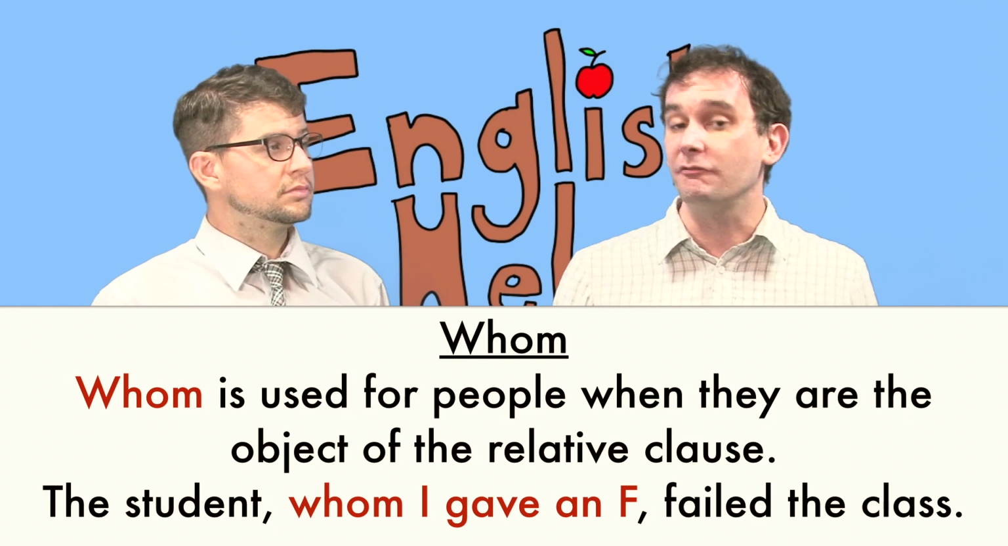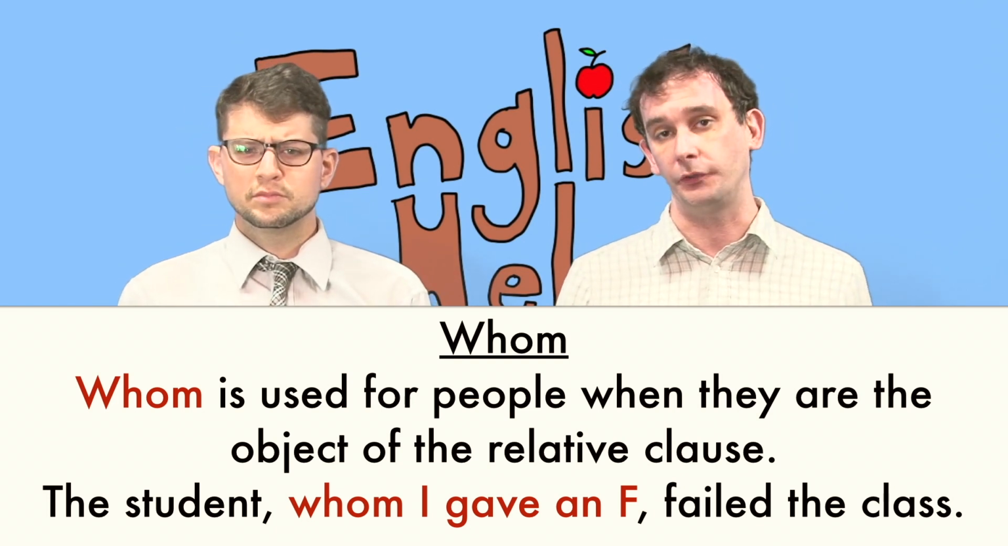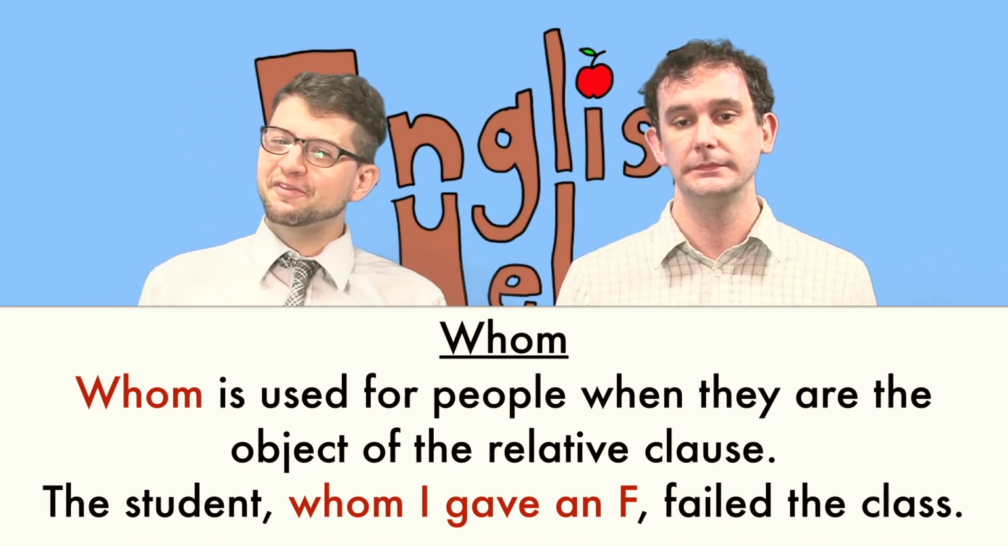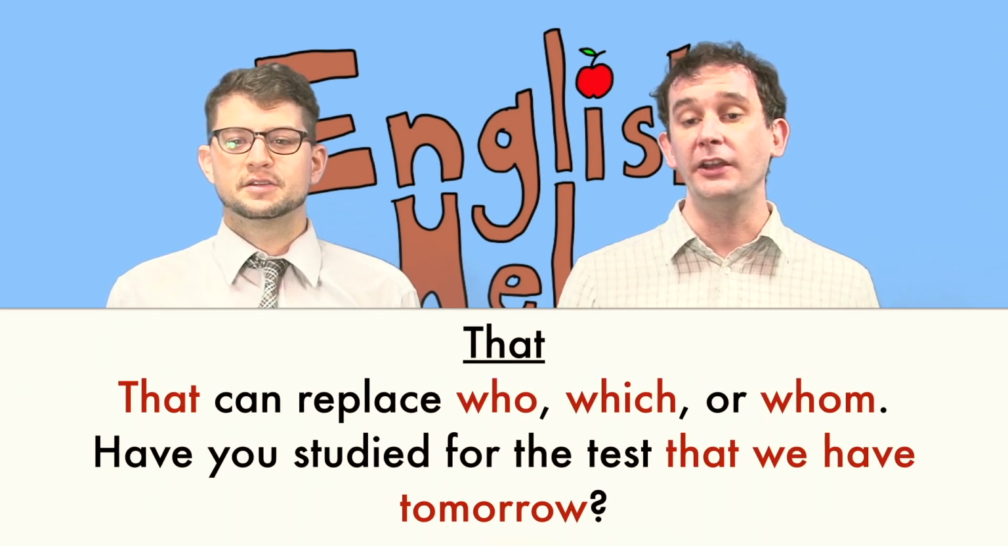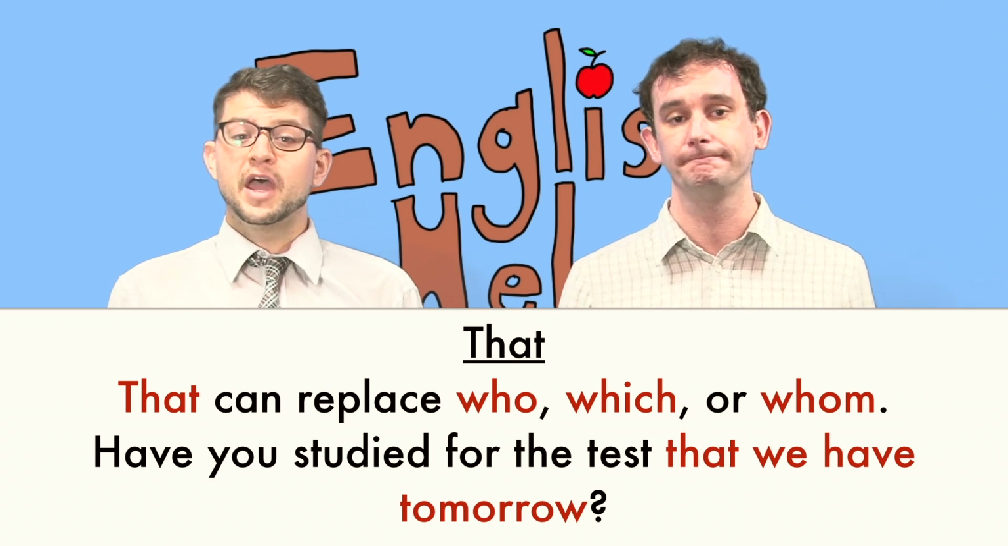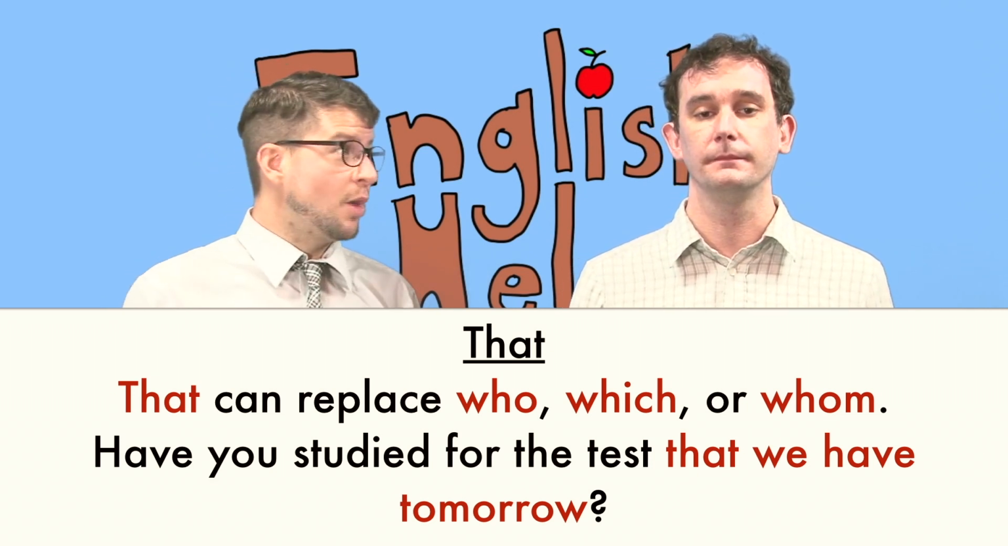Whom. We use whom for people when they are the object of the relative clause. Whom is used more in writing than in today's colloquial speaking. The student whom I gave an F failed the class. That. We use that as a replacement for who, which, or whom. Have you studied for the test that we have tomorrow?